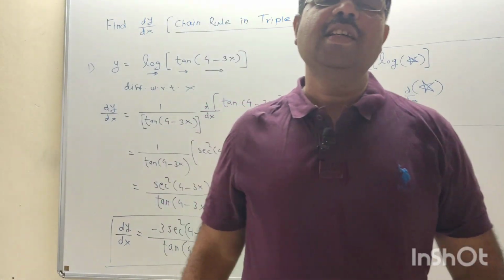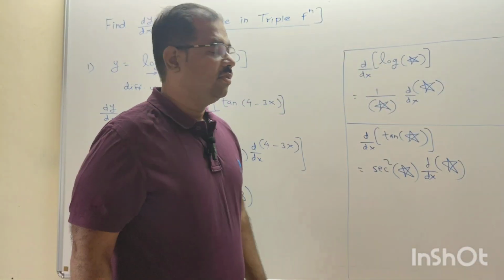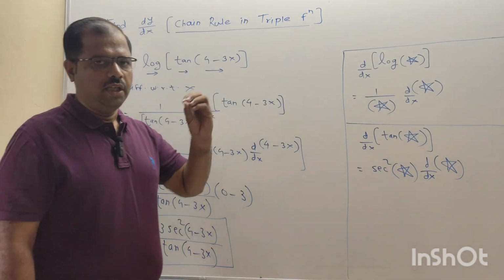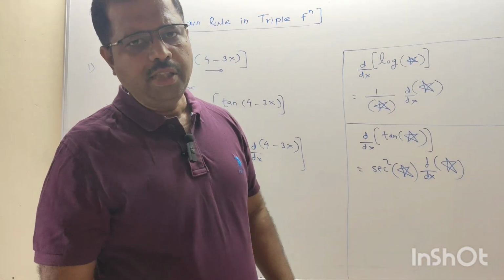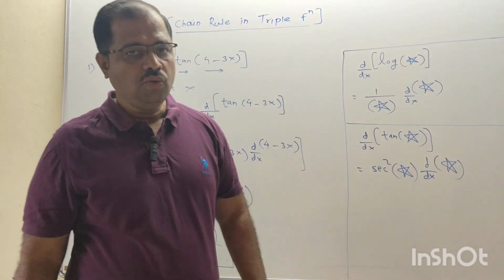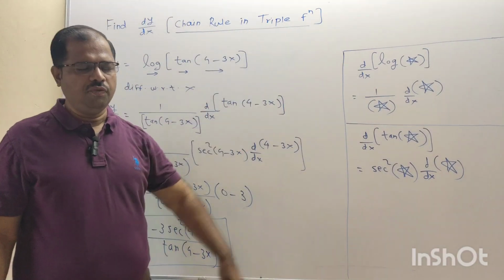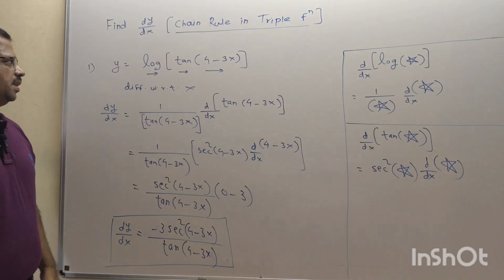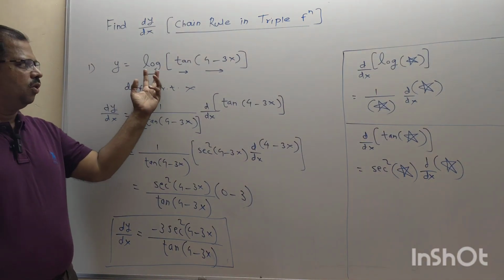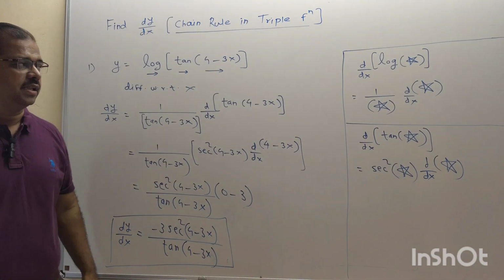Hello students, in the previous lecture we saw the chain rule in double function terms. In this lecture we have to see how to take the derivative, or how to apply the chain rule, in triple functions. Find dy by dx. First problem, y is equal to log of tan of 4 minus 3x.